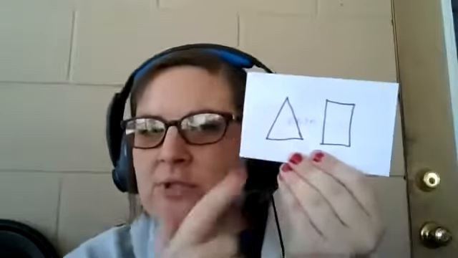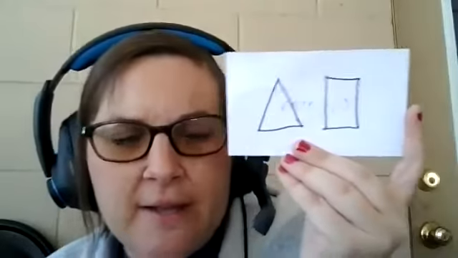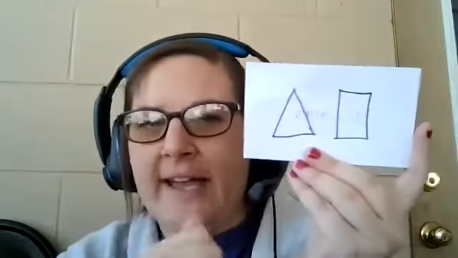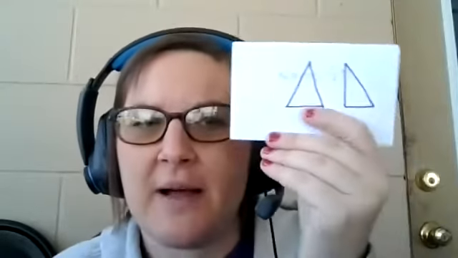So it's closed, remember from yesterday. It doesn't cross over, and it's made of line segments. Good. All right. Now we're going on to the shapes. Now we're actually talking about different polygons. What is the name of this polygon?